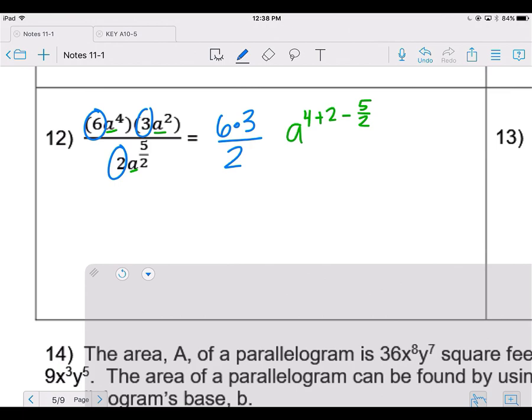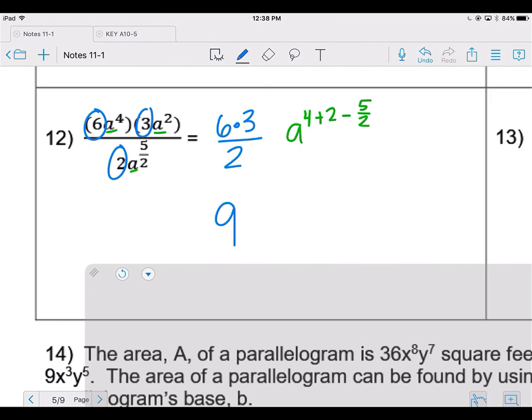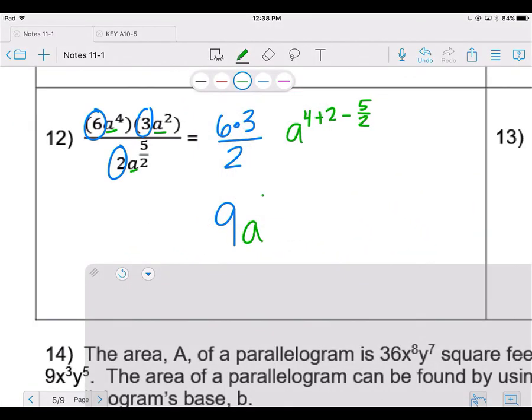So 6 times 3 divided by 2, you can put into the calculator, and we get 9. And then for your A's, you would literally type 4 plus 2 minus 5 halves, and you get 3.5, which is the same as 7 halves. And you would stop your problem there because there's nothing else you can do. Now again, that's the quick shortcut, but you have to know what's happening with the 4, the 2, and the 5 halves. You have to know whether you're adding or subtracting, and eventually multiplying and stuff like that.